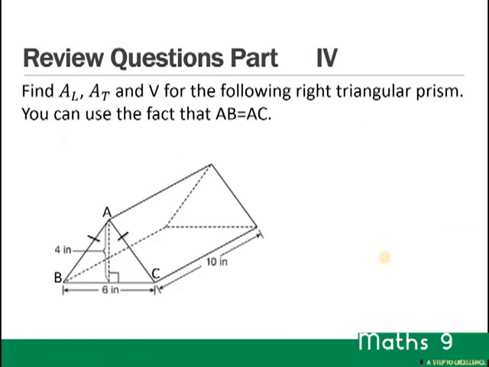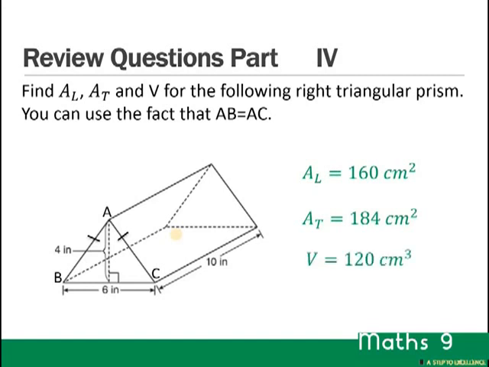Part 4. Find AL, AT and V for the following right triangular prism. You can use the fact that AB equals AC. Pause the video whilst you work it out. Here's the answer. AL equals 160 centimetres squared, AT is 184 centimetres squared, and the volume is 120 centimetres cubed.